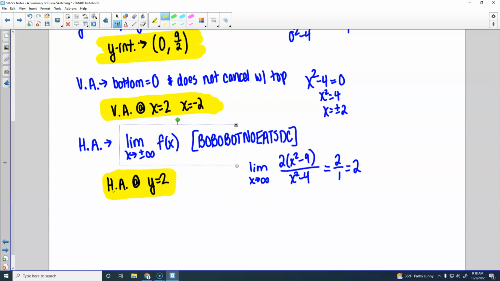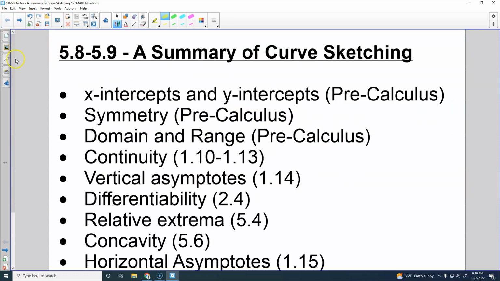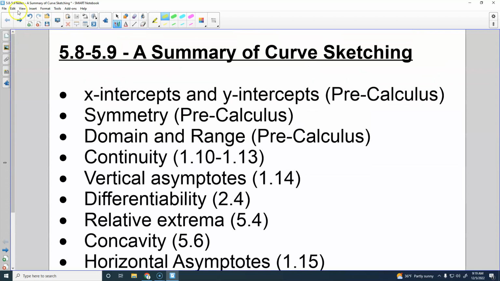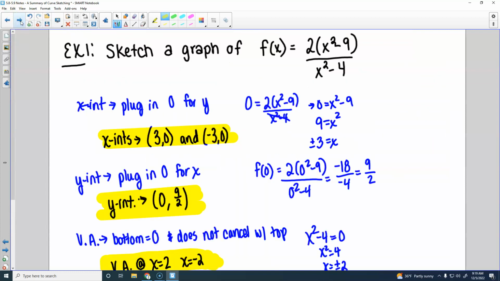All right, so we got x-intercepts, we got y-intercepts, we got vertical asymptotes, we got horizontal asymptotes. I don't think there's anything else we need to know before we start doing our real calculus, our increase and decrease and stuff. Let me see. We can think about continuity.